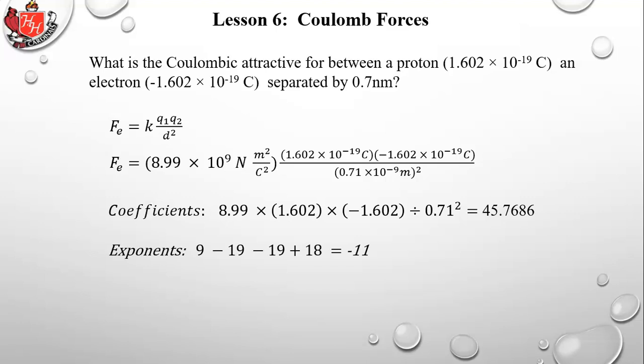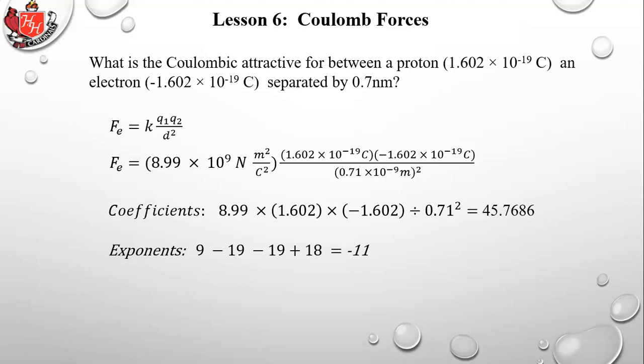You add the ones on the top and you subtract the ones on the bottom. So on the top you have 9 plus negative 19, that's a minus 19, minus 19 again. And then on the bottom, here's what happens. You have that negative 9 and you square it. So that means it's going to be negative 9 times 2, because they're exponents. That was one of the principles of exponents we talked about in an earlier lesson. So you're going to end up with negative 18 on the bottom.